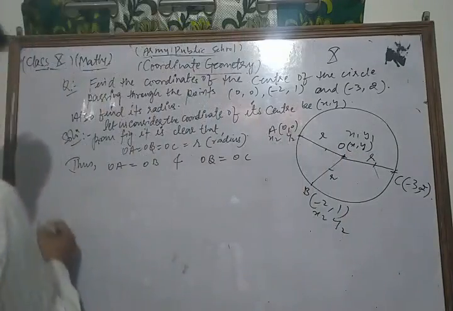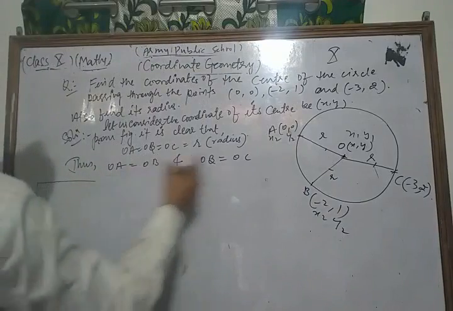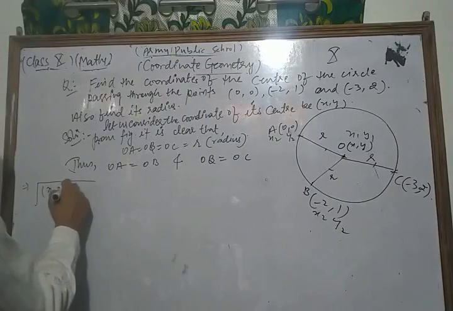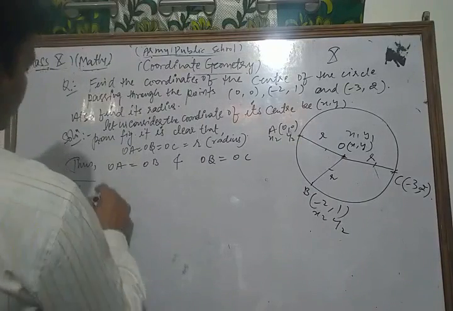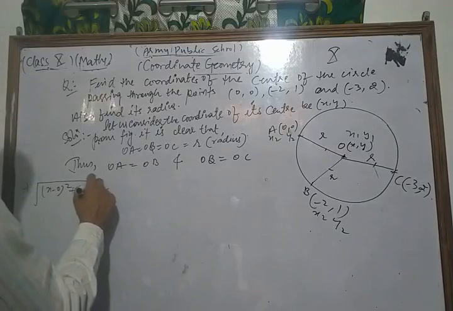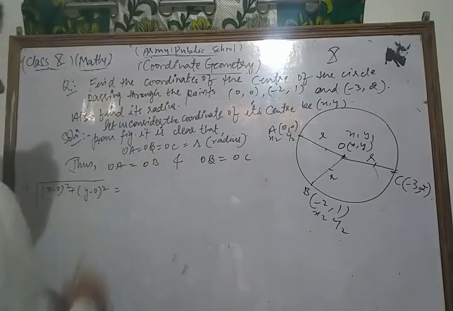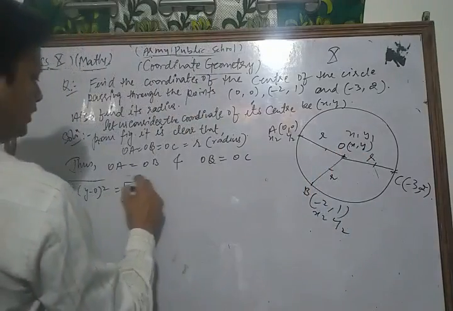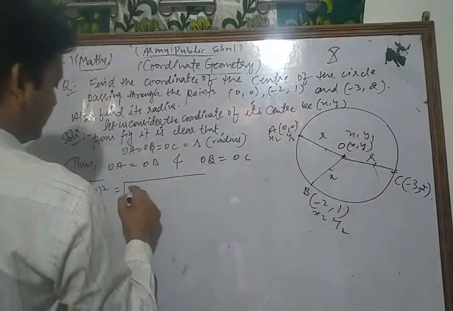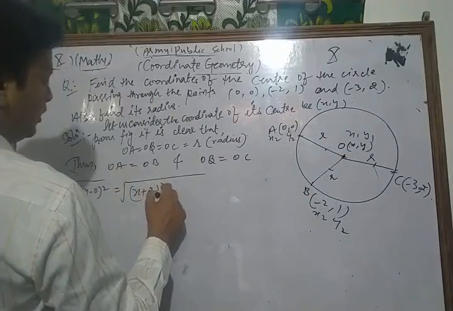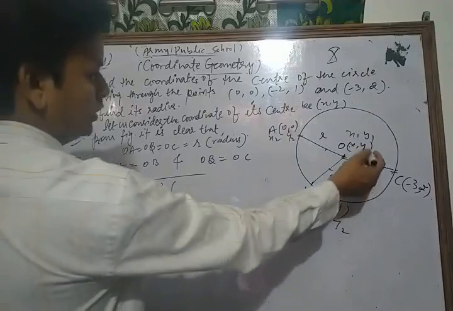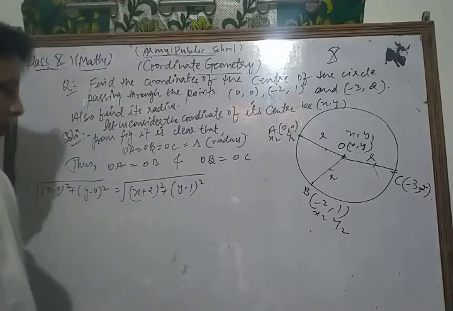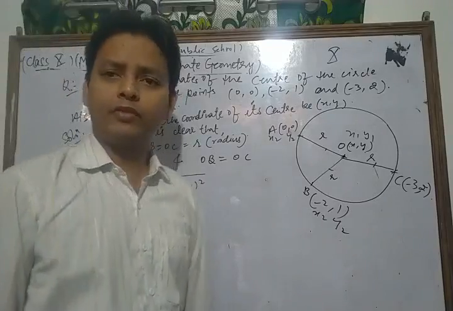Now OA is what? OA is the square root of (x1 minus x2) whole squared, meaning (x minus 0) whole squared, plus (y1 minus y2), meaning (y minus 0) whole squared. Now for OB, we have x1 minus x2 under the square root, that is x minus (-2), so (x plus 2) whole squared, plus (y1 minus y2), meaning (y minus 1) whole squared.